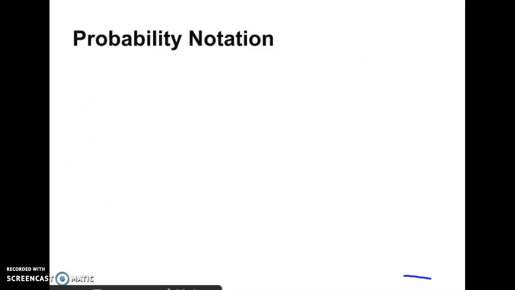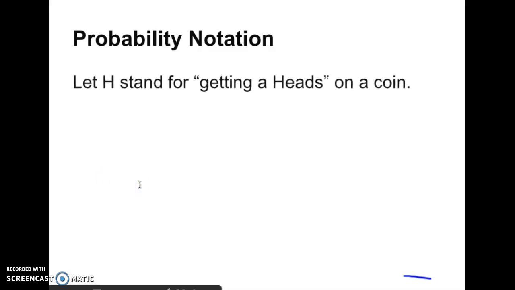I want to take you back to something we've done a while ago that you would have done maybe in 6th, 7th, or 8th grade, but probability notation. And that's what this foldable is over, is probability. So I put up here, let's say H stands for getting a heads on a coin, and you want to find the probability of getting the heads. That's what the P stands for, probability, and H is heads.